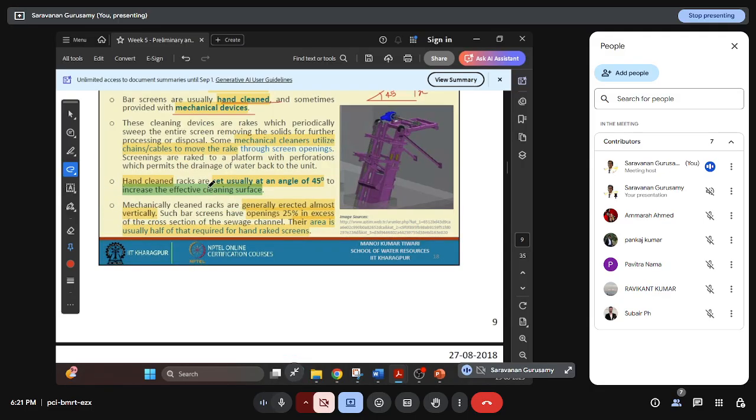And hand cleaning, if you do it, it will always be at 45 degrees, right? So you can increase the effective cleaning surface, because you can rake with your hand using a kind of shovel. You can take and remove the trapped solids.